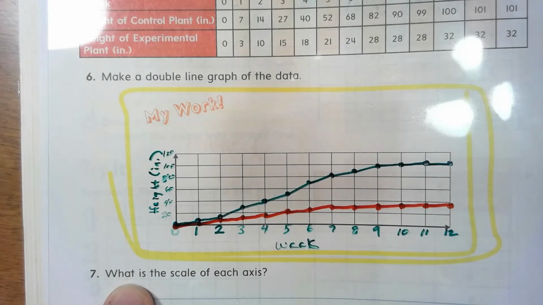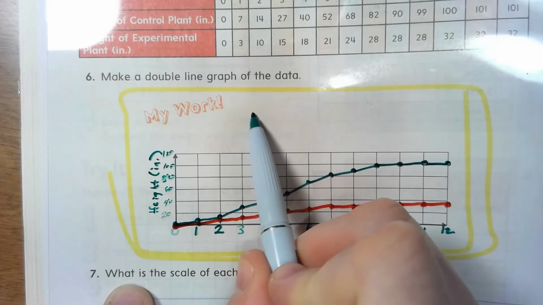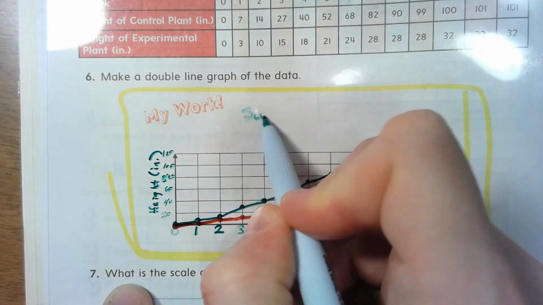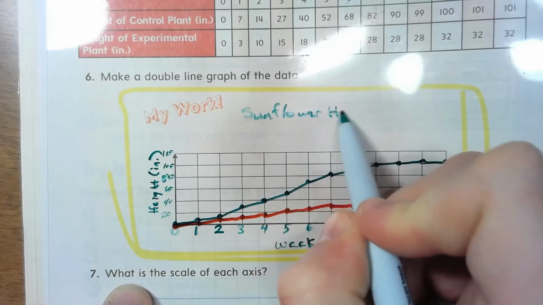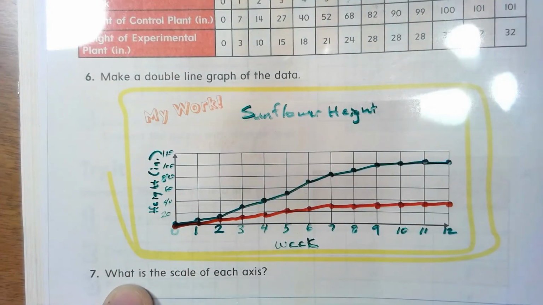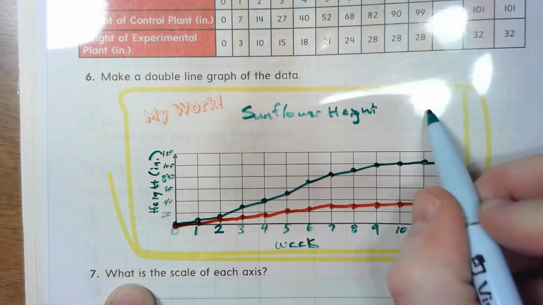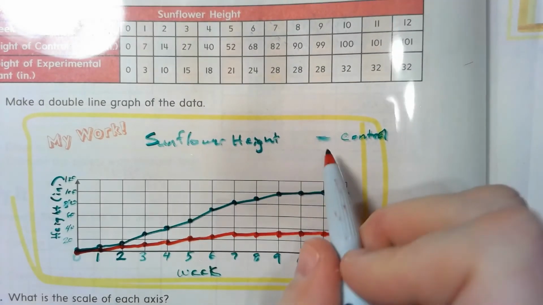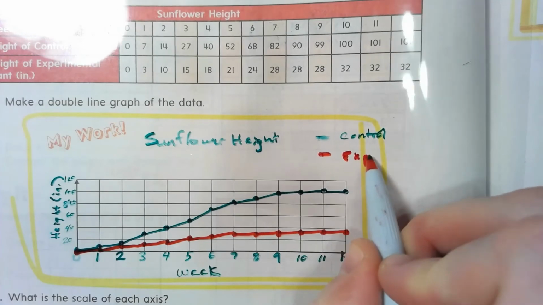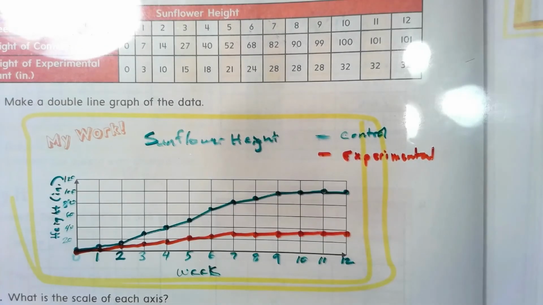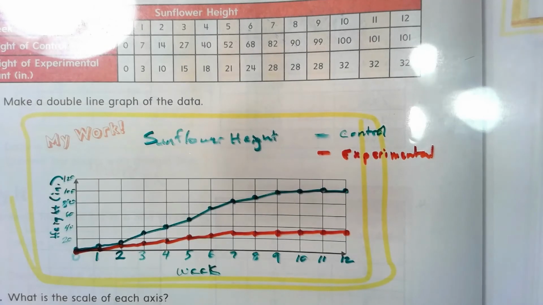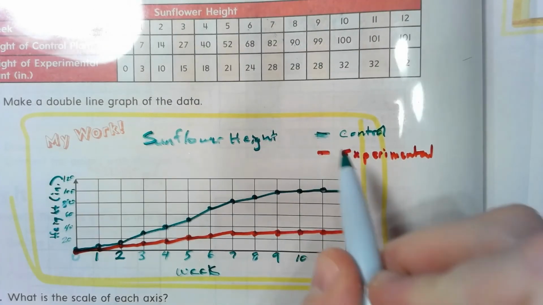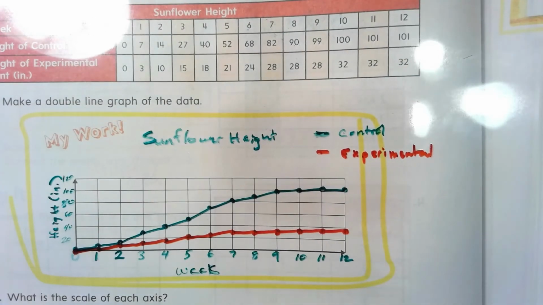I would now need to give this graph a title, and the title is going to be sunflower height. And we also need to have a key, and my key is going to be that green is the control. Let me move this so you can see it a little bit better. I'm just making a little mark, and then the red is the experimental. We could have also just drawn an arrow to each one, but I need to have a key somewhere so that I know what this green line is and what the red line is.